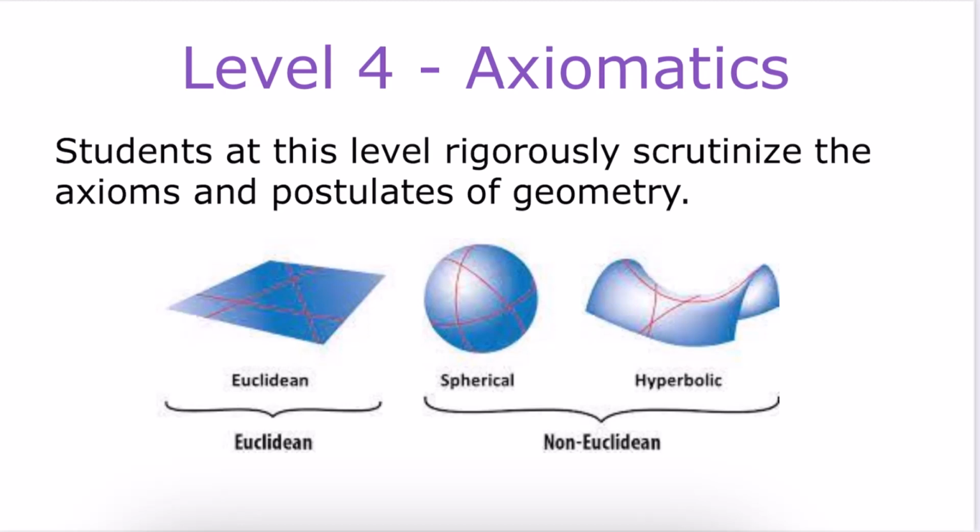Because at this level, you scrutinize the axioms and postulates of geometry and you explore what would happen if you didn't have those baseline axioms. So for example, most of the geometry you've probably ever done is in Euclidean space. So a two-dimensional Euclidean space is basically like a flat space or like a flat surface. And you can also have three-dimensional Euclidean space where you also have a depth to it as well.